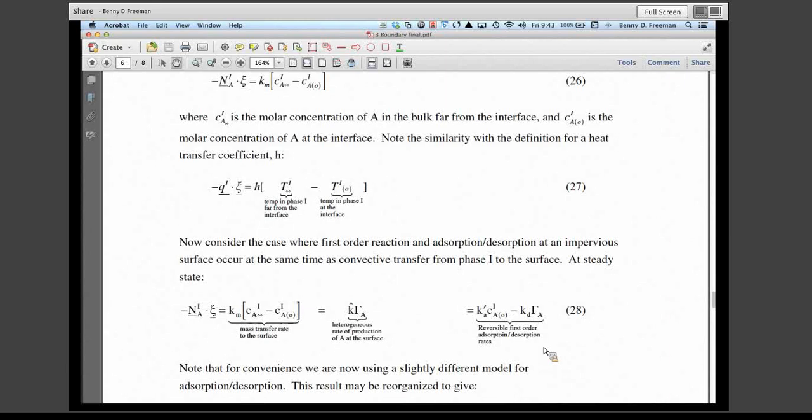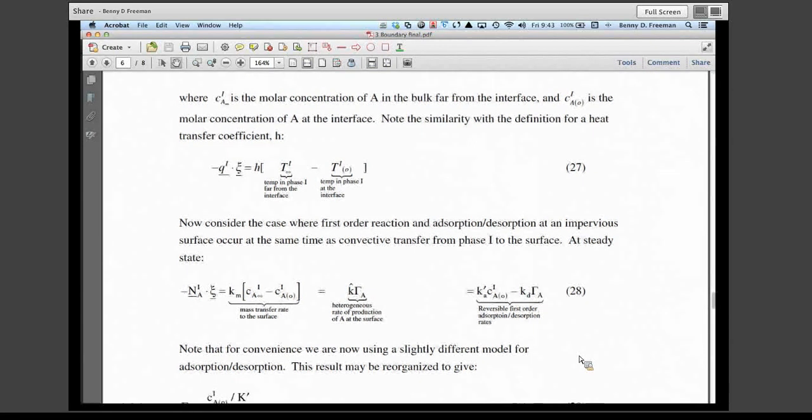Now, you'll note that I've used a simpler model than we used previously for the adsorption step. I've just said the adsorption is proportional to the concentration of A in phase 1 right at the phase interface. This is simplified relative to the Langmuir description that we used on the previous page, but I'm trying to show you basic principles here, and you can put in any model of adsorption, desorption, any rate kinetics that are appropriate for a given situation.